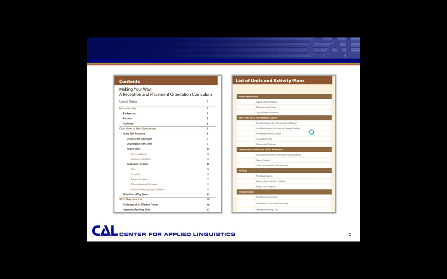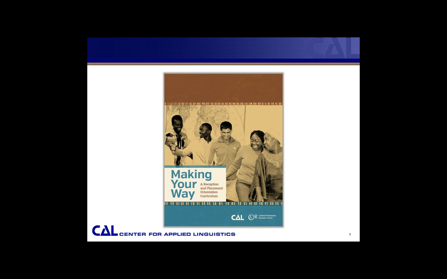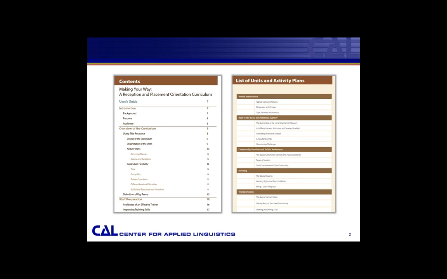Sorry about that, computer issues. This included significant input and feedback from the CO Workgroup, national resettlement agencies, and on-the-ground staff. The full curriculum is made up of a user's guide, 13 units, and 49 activity plans, which are aligned with the R&P orientation objectives and indicators.